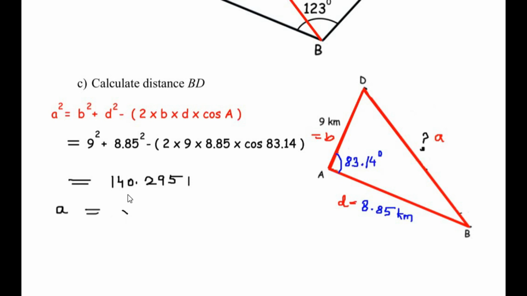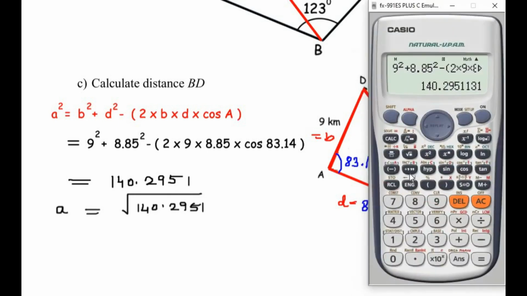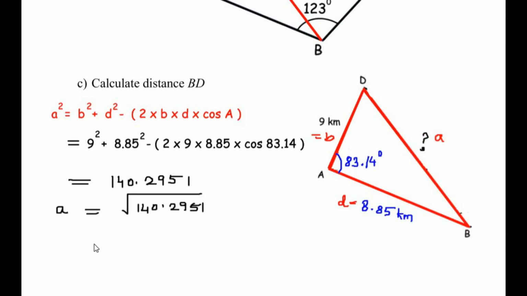So we have to square root the given answer, that is 140.2951. So let me square root it and find the answer for this. So here we have square root of answer as 11.8446. Again I am going to round it to 2 decimal places and write it as 11.84. So the value of A is 11.84 kilometers.